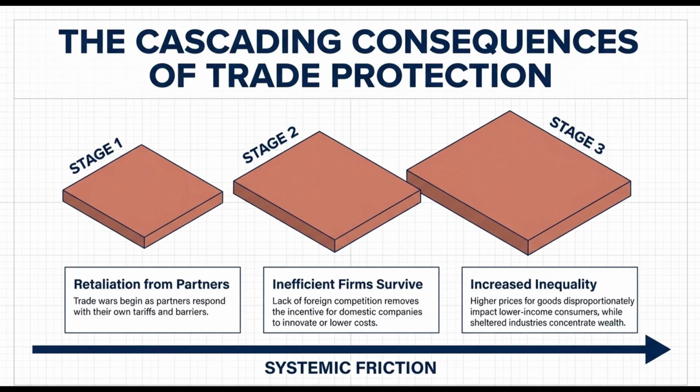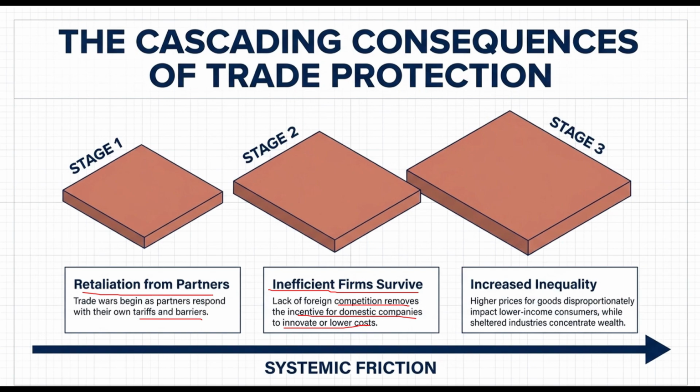Now let's see what the stages are. Okay, so stage one is retaliation from partners. Trade wars begin as partners respond with their own tariffs and barriers. And then, inefficient firms survive. Lack of foreign competition removes the incentive for domestic companies to innovate and lower costs.